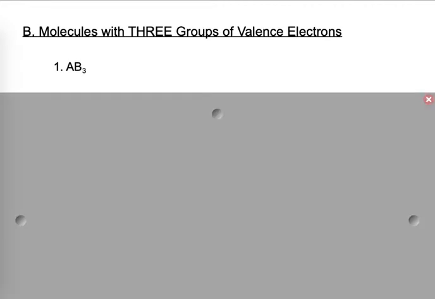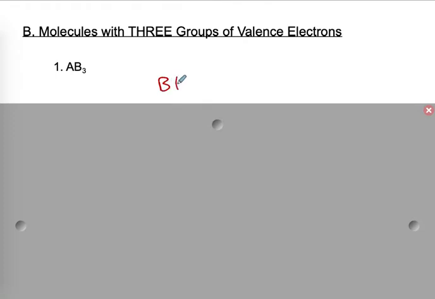On the other hand, if there are 3 groups of valence electrons around the central atom and no lone pairs, I will classify that as an AB3 type molecule. An example of that would be boron trihydride, which has the formula BH3.